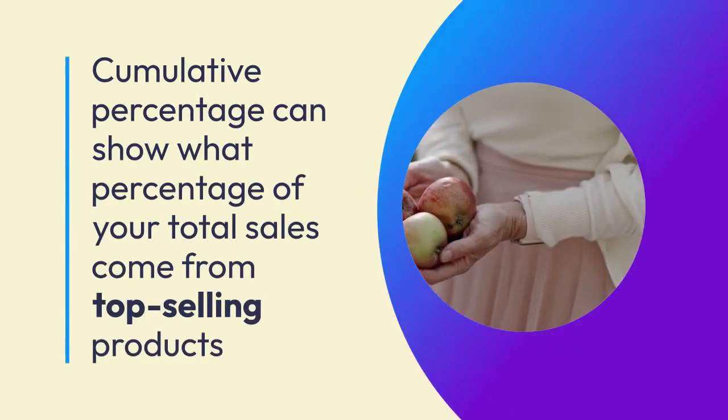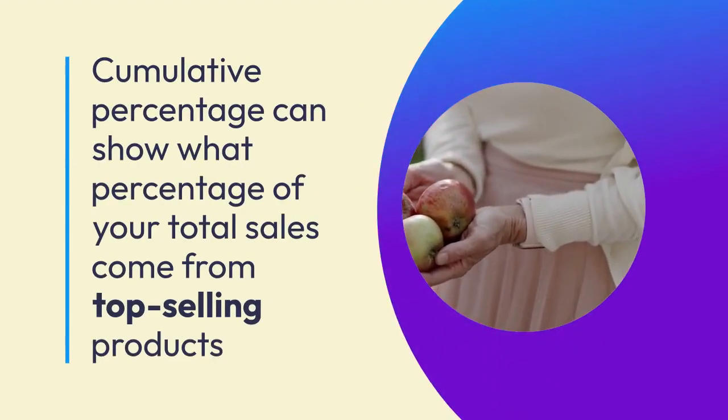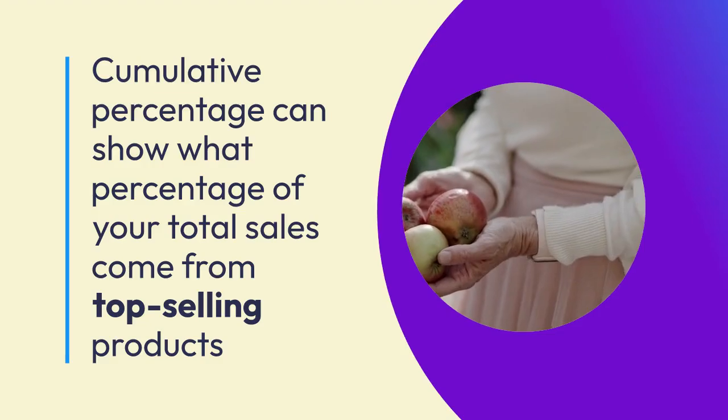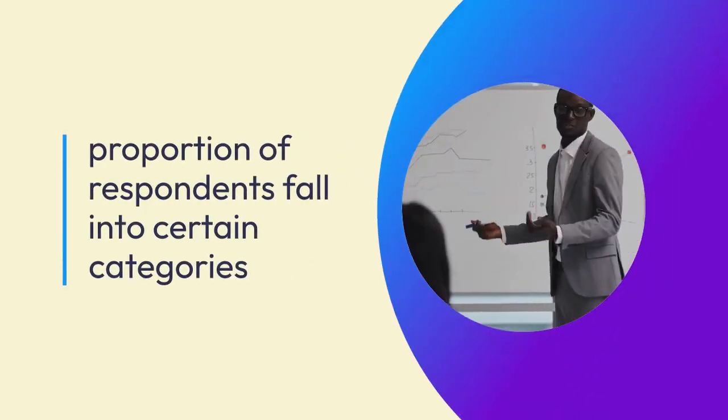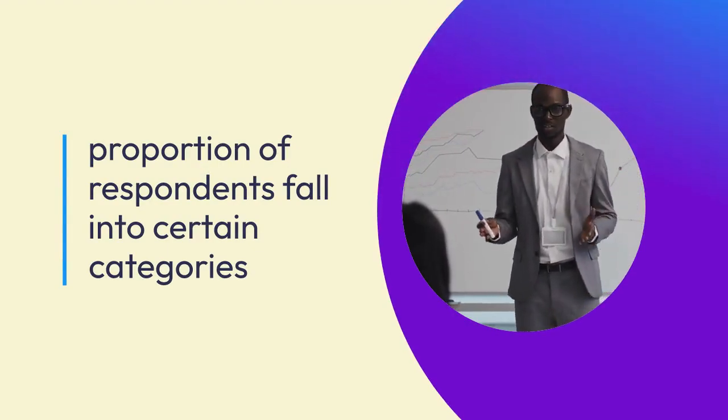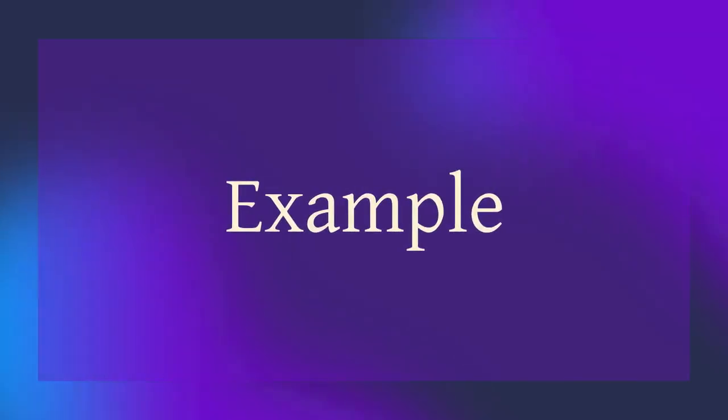Why is this important? Well, it provides context. For example, if you're looking at sales figures, a cumulative percentage can show you what percentage of your total sales come from your top-selling products. Or, if you're analyzing survey results, it can tell you what proportion of respondents fall into certain categories. It's especially handy when you want to identify thresholds or see how quickly you reach a significant portion of your data. Let's walk through a simple example to make it crystal clear.